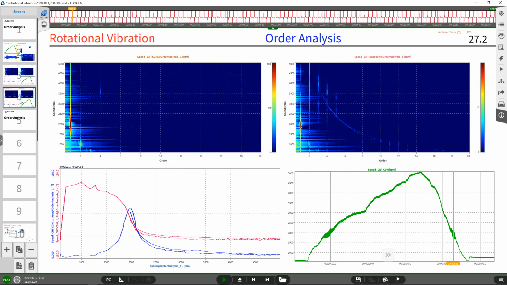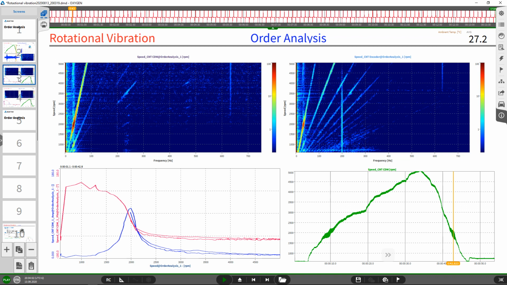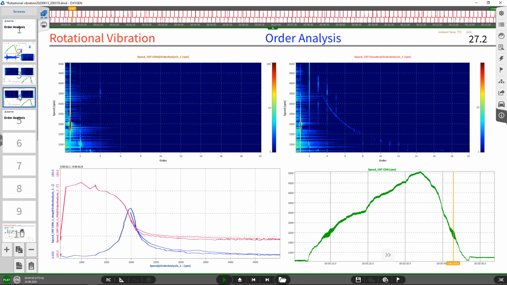A second way to show this is to show the order spectrum versus RPM. Here, compared to the frequency spectrum, we show the order spectrum, so the orders are plotted versus the speed, versus the engine speed.